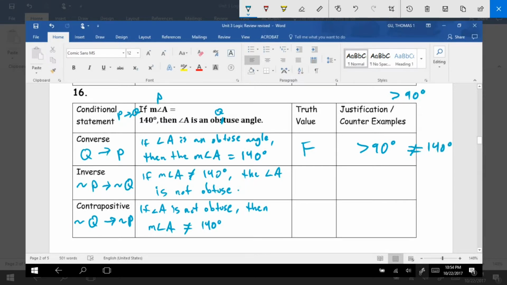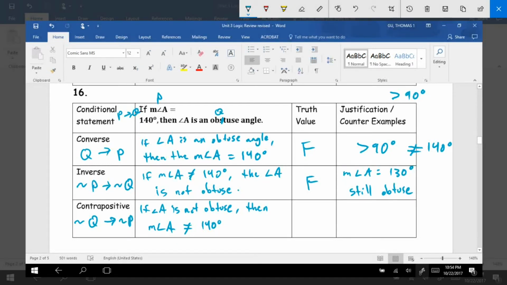All right, inverse. If the measure of angle A is not equal to 140 degrees, then the measure of angle A is not obtuse. That's, again, false, because the measure of angle A could be, for example, 130 degrees, still obtuse. That's my one example out of many.